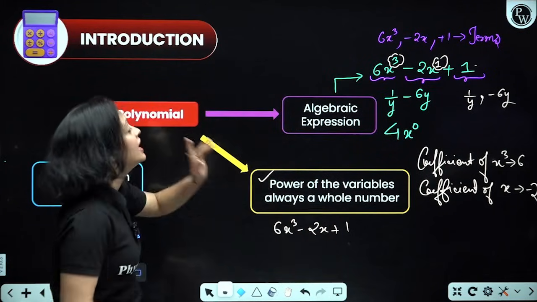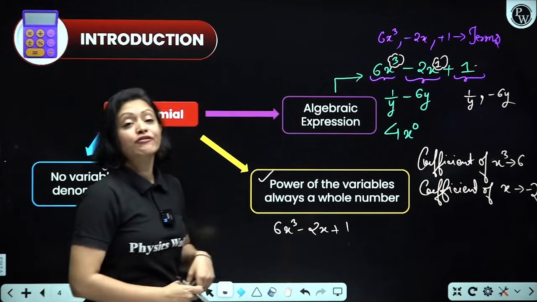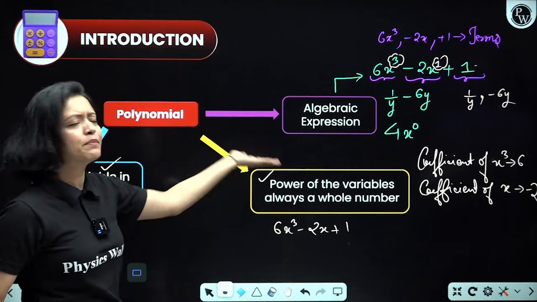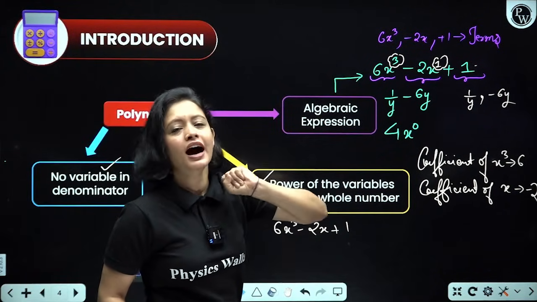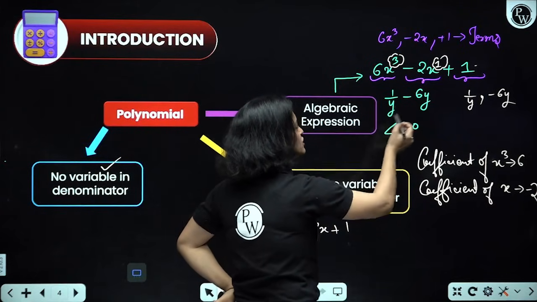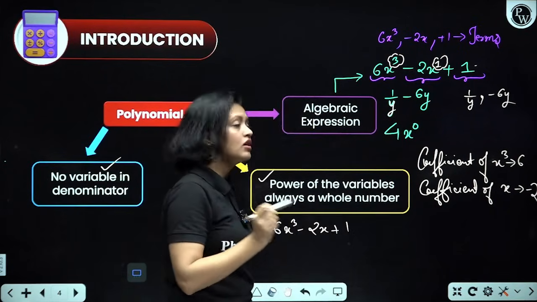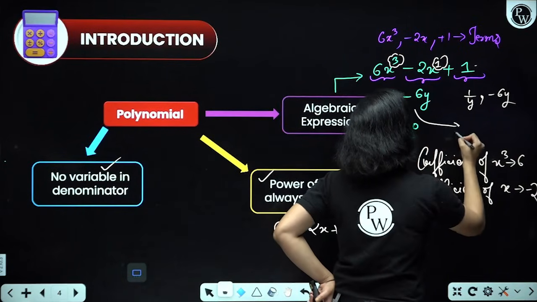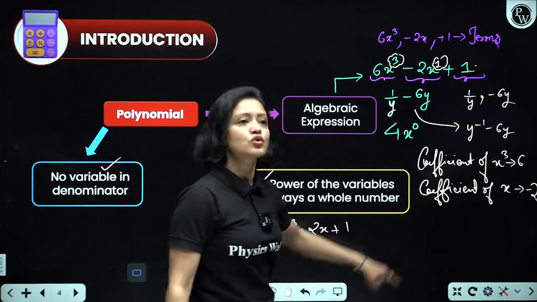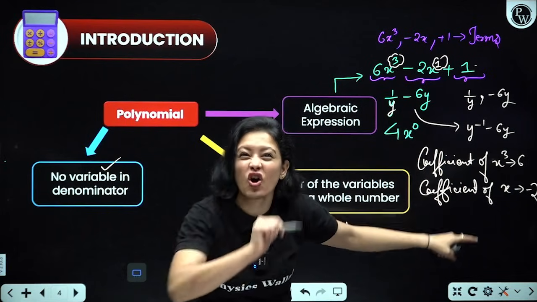Got it? But if you talk about 1 by y minus 6y, I have told you, in a polynomial, no variable should be in the denominator, or you could say that the power of the variable should be a whole number, right? So when I talk about 1 by y minus 6y, we can clearly see that here y is in the denominator. Or you can rewrite it like this, y inverse minus 6y, right? So again, the power of y, guys, is not a whole number. Negative 1 is not a whole number, right?